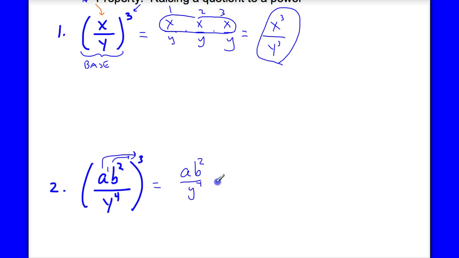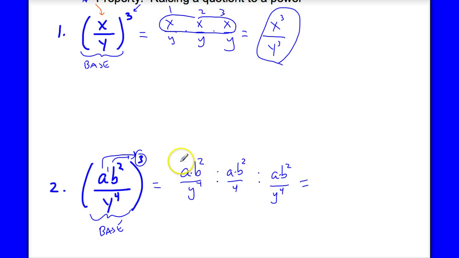We have another a b squared over y to the fourth, and another a b squared over y to the fourth. That's because, again, like we did in the last problem, that's your base, and everything is to the power of 3, like I started to say a moment ago. So notice what we have here. You have basically a times b squared times a times b squared times a times b squared.